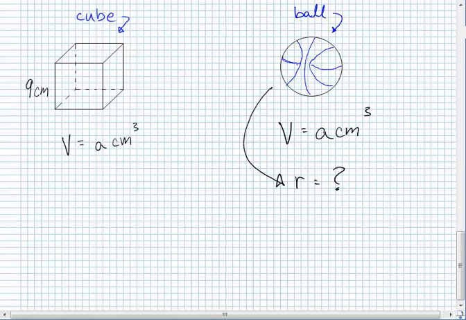Hey there folks, just wanted to make this quick video here for section 2.3 for Math 10 and give you a question to look at in regards to volume, and just to give you some extra guidance in case you need it. So we have here two objects.